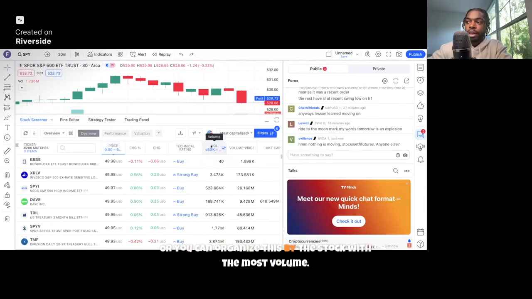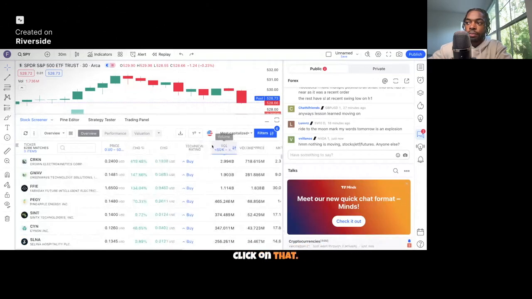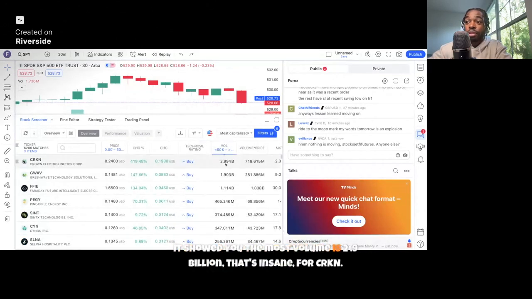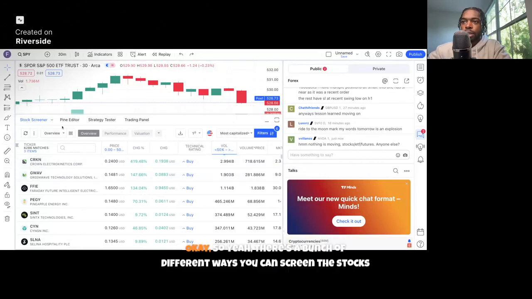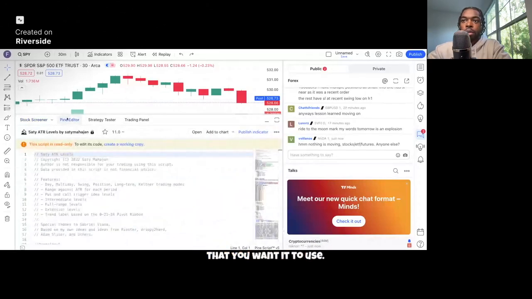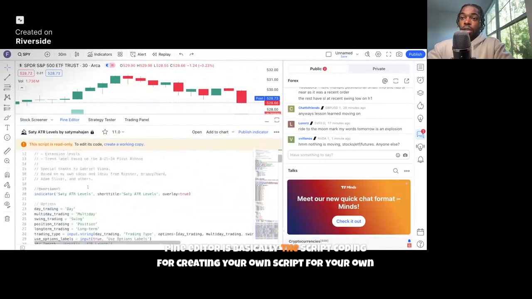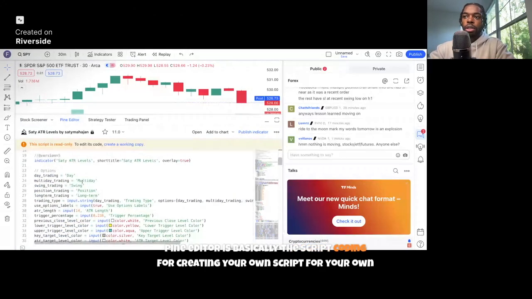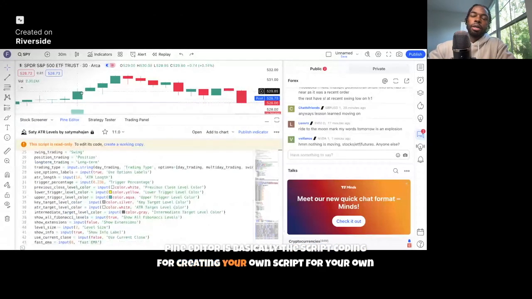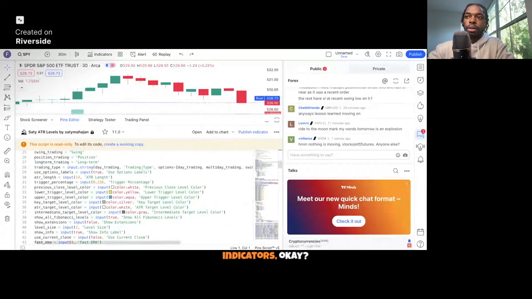Or you can organize this by the stock with the most volume. Click on that. It shows you the most volume is 2.9 billion. That's insane for CRKN. So yeah, there's a bunch of different ways you can screen the stocks that you want to use. Pine Editor is the next tool down here. Pine Editor is basically the script coding for creating your own script for your own indicators.